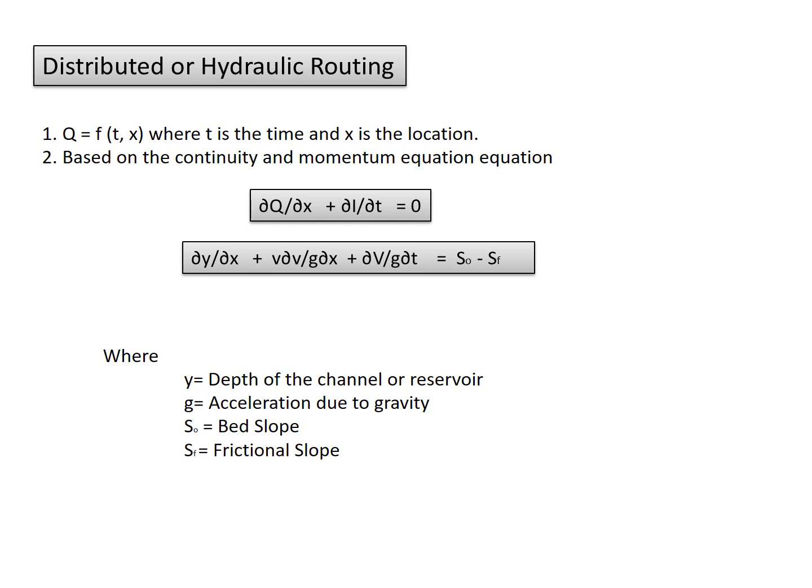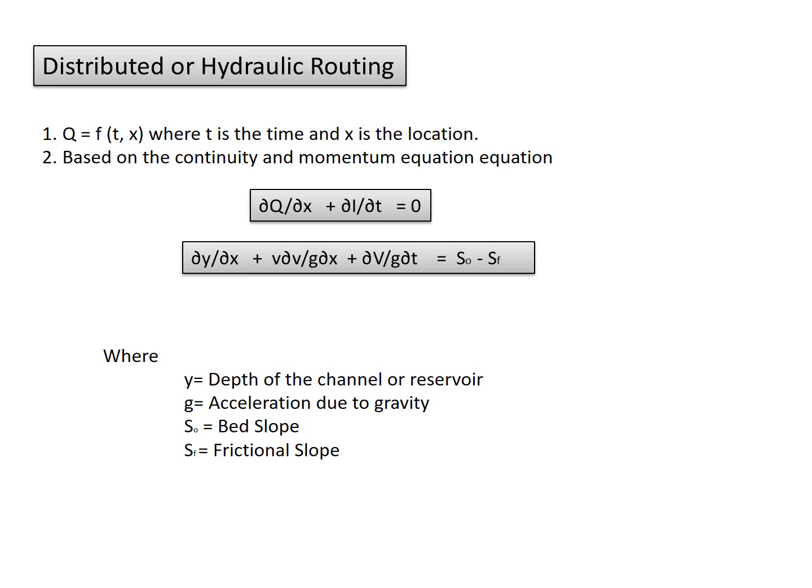So the first equation is the continuity equation and the second equation is the momentum equation. The first equation clearly indicates that the sum of the change of the outflow with respect to the location and the change of the outflow at the downstream with respect to the time will be equal to 0.